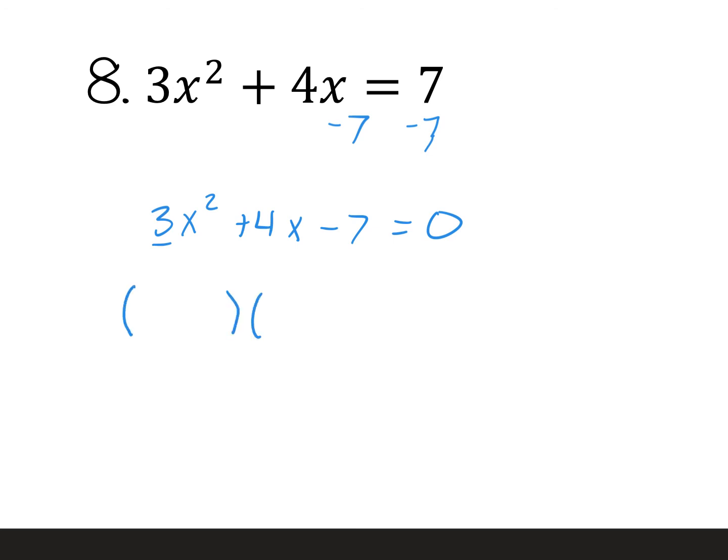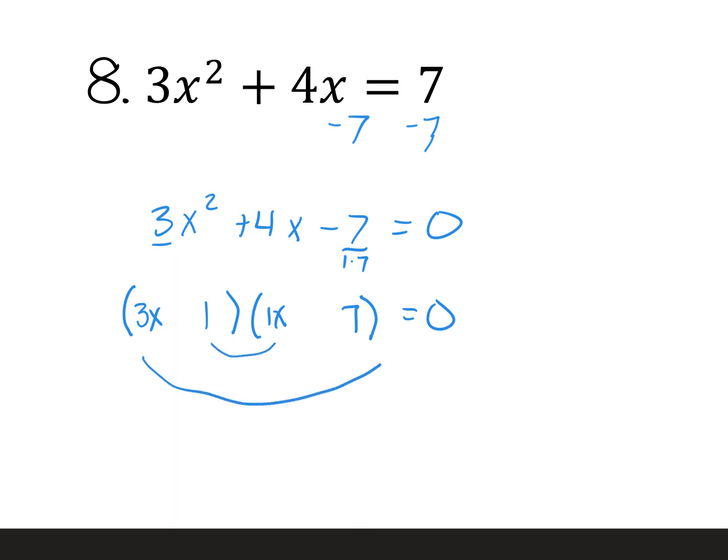And in the first positions in parentheses, we have factors of 3x squared. So that's going to be 3x and 1x. And then in the second positions in parentheses, we have to use factors of -7. And that's going to be 1 and 7, all right? We know if they multiply to a negative, though, that we have to have a positive and a negative. But we'll handle those signs later. I'm just going to guess 1 and 7, and we'll check our inner and outer products and see if it works.